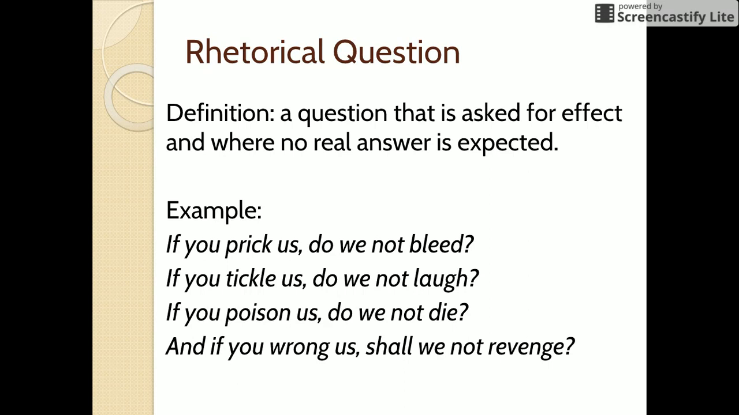Another example of a rhetorical question comes from Shakespeare's The Merchant of Venice play. A character is trying to build empathy on stage. He asks, "If you prick us, do we not bleed? If you tickle us, do we not laugh? If you poison us, do we not die? And if you wrong us, shall we not revenge?" The answer to all of these questions is yes, but the author doesn't actually need the audience to say yes in order to move on and make their point.